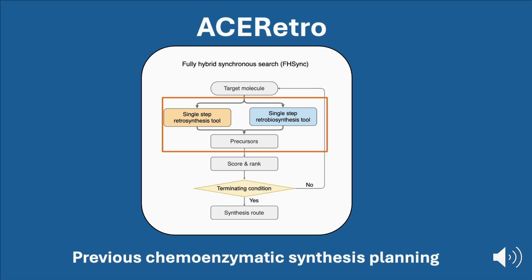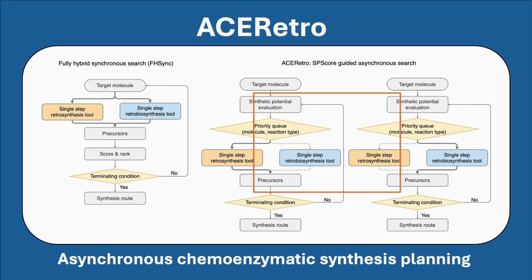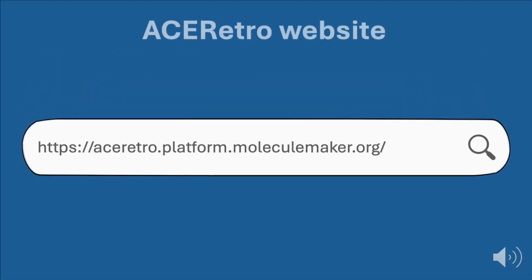Before we discuss the asynchronous search algorithm of ACERetro, here I list the previous chemoenzymatic synthesis planning tools that use a synchronous search. In other words, in these algorithms, they search enzymatic and organic reactions in parallel. However, in ACERetro, with the help of the synthetic potential score, the algorithm can prioritize the promising reaction type of a molecule, which means it can either first search the organic reaction or the enzymatic reaction based on our evaluation of SPScore. Now, let's look at the web page of ACERetro.